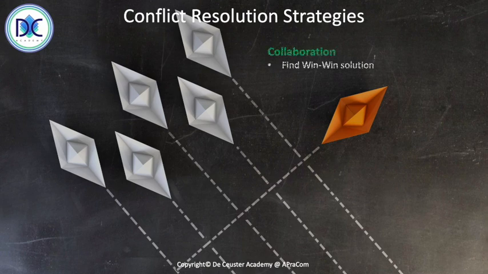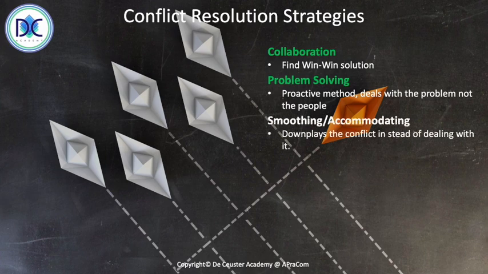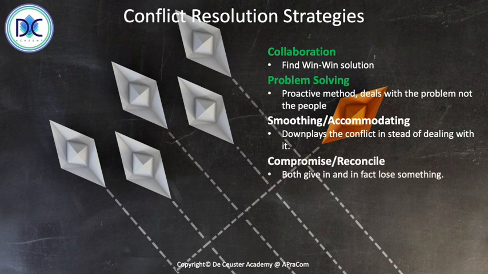Another thing is, how do we resolve, how do we apply a resolution strategy? First of all, the first thing is about collaboration. We find a win-win situation. When both parties are in a win-win situation, it means that everybody is happy. We will accept the solution. Problem solving is another method, which is a positive method. Here we have a proactive method. We're dealing with the problem, not the people. Smoothing, accommodating, it downplays the conflict instead of dealing with it. We look at compromise and reconcile, both give in and in fact lose something.